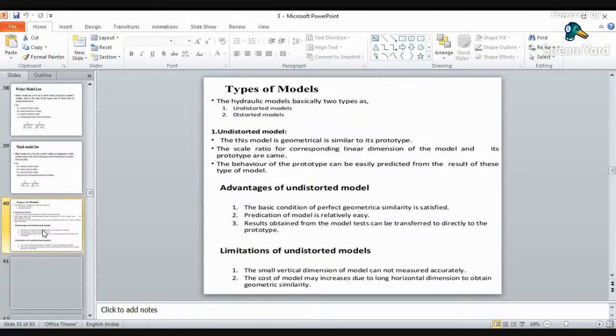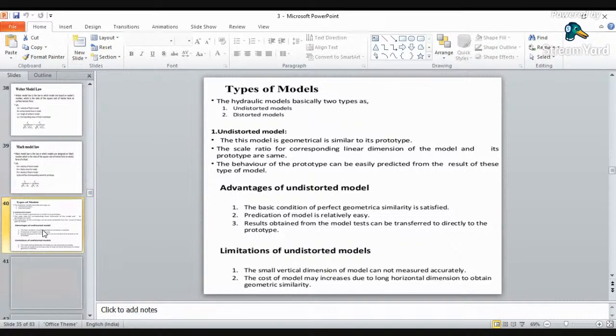And what is an undistorted model? An undistorted model is one where the geometry is similar to its prototype. The scale ratio for corresponding linear dimensions of the model and prototype is the same. What is the advantage of an undistorted model then? The basic condition of geometric similarity is satisfied. It means we are exactly matching all the dimensions, its width, its height, its depth, and then it is considered an undistorted model. The exact results you obtain from the model you can directly apply to the prototype.